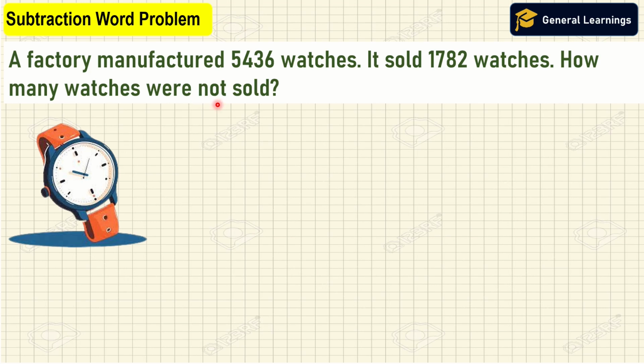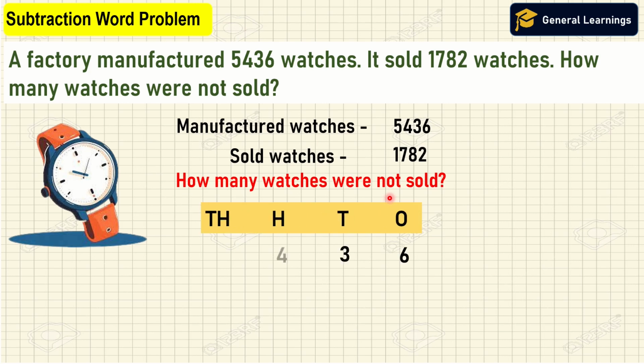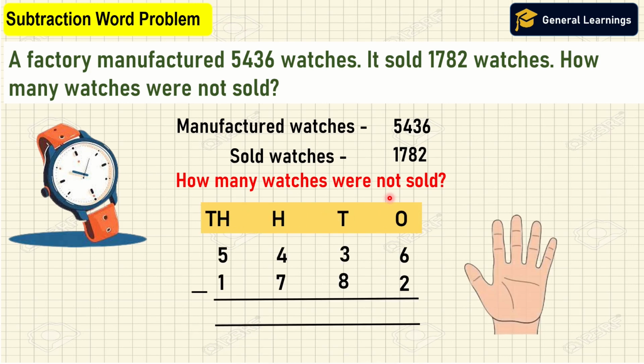So for that we are going to find the subtraction. First we need to write the statement. So manufactured watches, what? 5,436. Then sold watches is 1,782. So now we are going to find out how many watches were not sold. So we are going to write these two numbers vertically according to their place values.